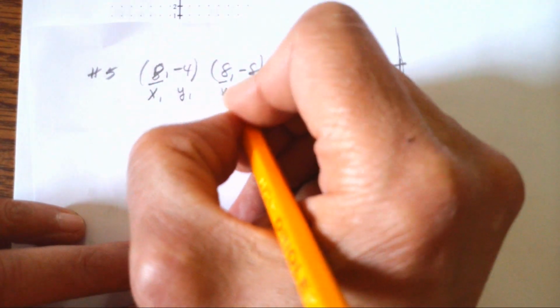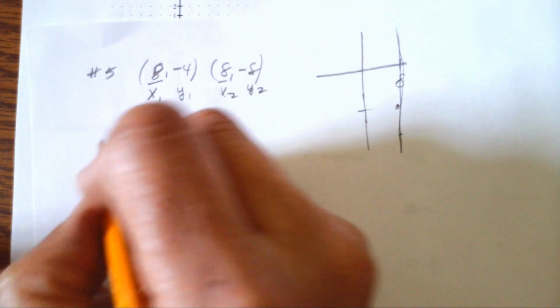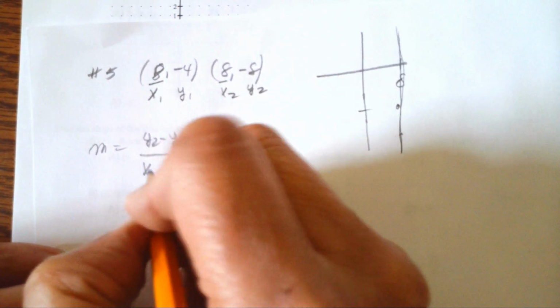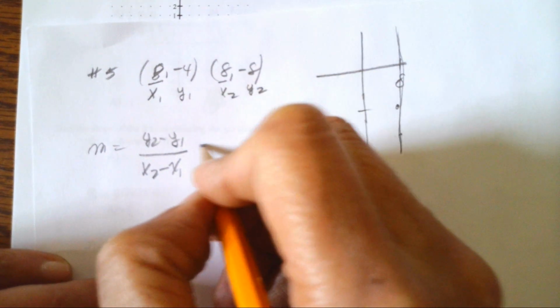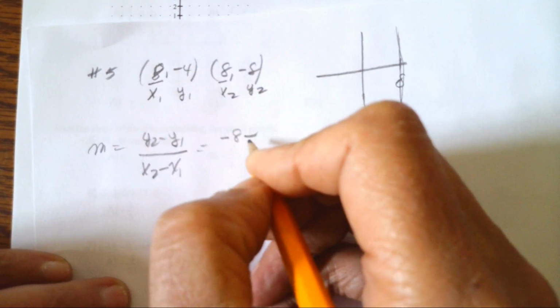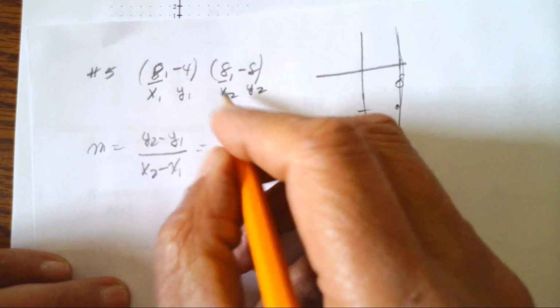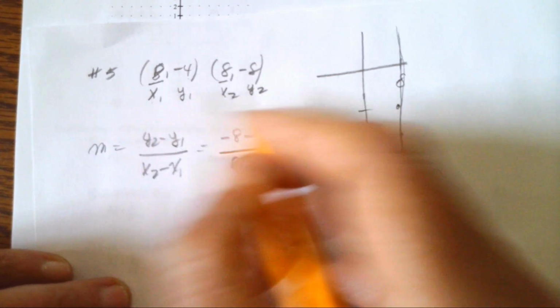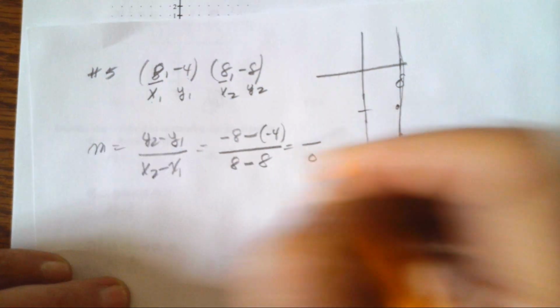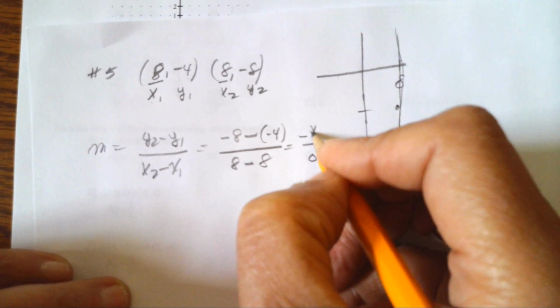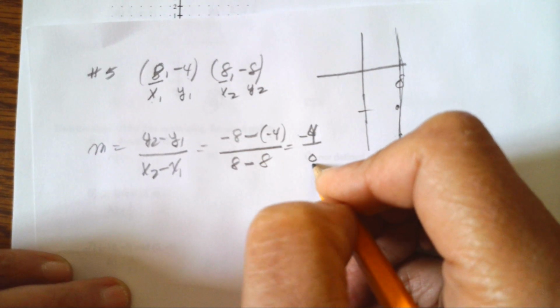Now, let's say you didn't recognize that. Calling this x1 and y1, and referring to this as x2 and y2, slope is the difference of my y values, right? So it's y2 minus y1 over x2 minus x1. So y2 is a negative 8 minus y1, which is a negative 4, over x2, which is 8, minus x1, which is also 8. So what you see, you get a 0 in the denominator. In your numerator, you get negative 8 plus 4, which is a negative 4. But any number divided by 0 is undefined.